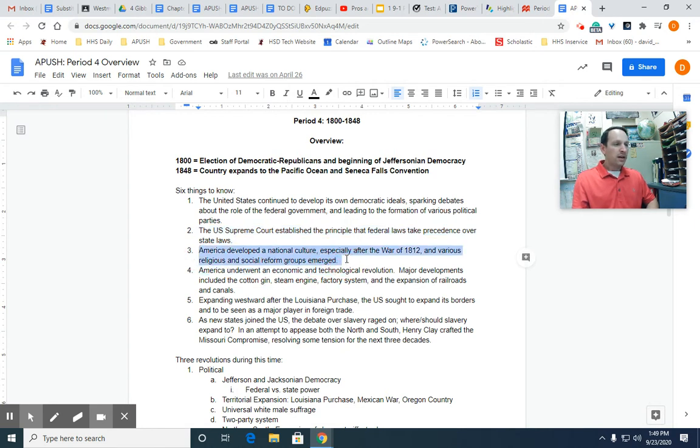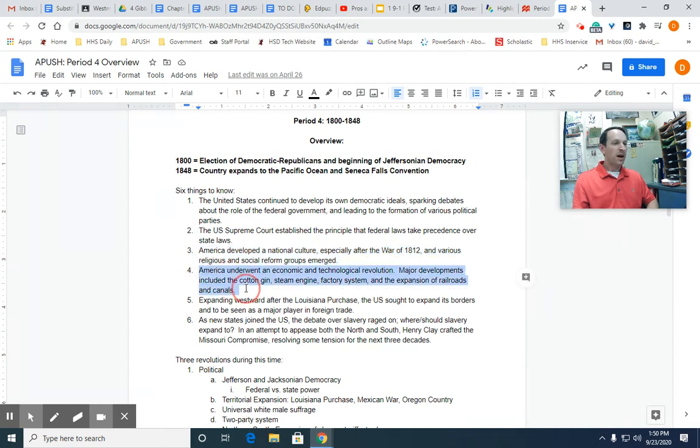3, America developed a national culture, especially after the War of 1812, and various religious and social reform groups emerged. Very interesting time period here, 1830s, 1840s especially. You have groups like the Mormons that are formed. It's a Christian group that views its religion very differently from traditional Christian groups. You have reform movements like the temperance movement, a movement to ban alcohol. You have the abolitionists forming a movement to end slavery. You have women's rights groups emerging. So all kinds of different people looking at what their role in society is and demanding a greater role.